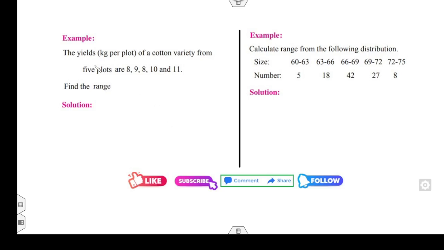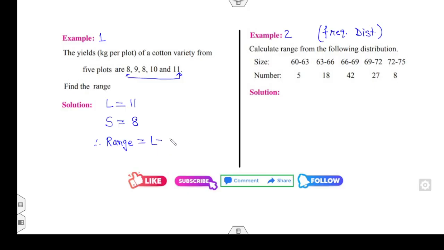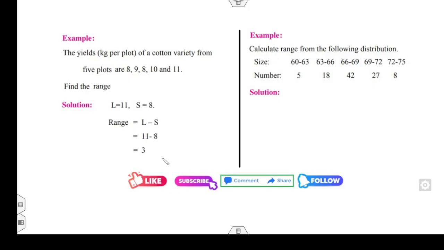For example, if I ask you to calculate the range of example number 1 and example number 2. Clearly, in example number 2, this is my frequency distribution, while example number 1 is free from frequency distribution. So can you calculate the largest element among the given observations? The largest element is 11. The smallest element is 8. Fine. Therefore, you can calculate the range as L minus S. 11 minus 8 is 3, which is the right answer of the problem.